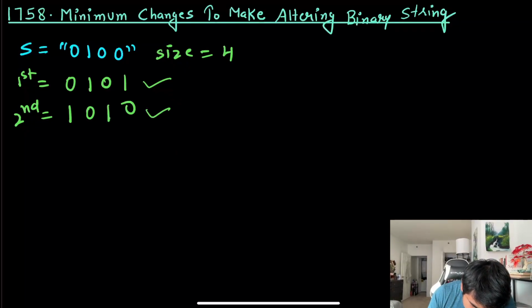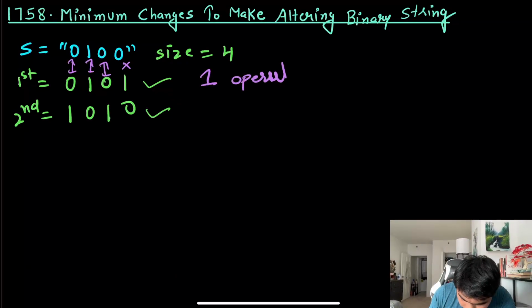So let's check this one. This 0 matches, this 1 matches, this 0 matches, this one does not match, so that is why I need one operation, which means I will have to change this 0. I will have to change this 0 to make it 1. All right, make it 1.